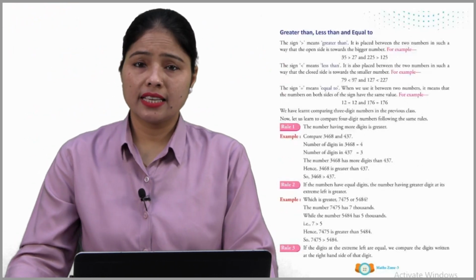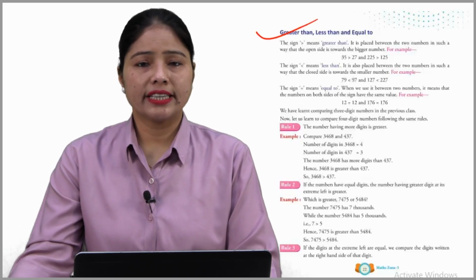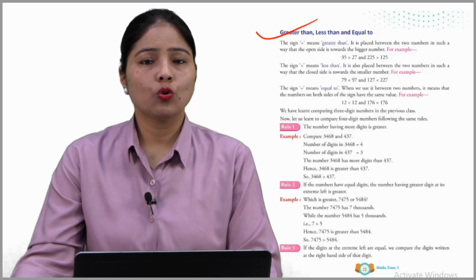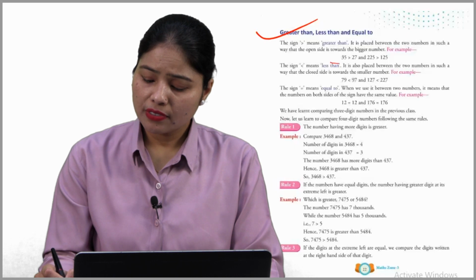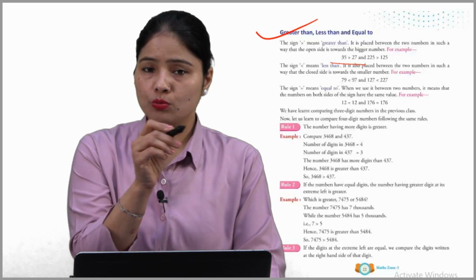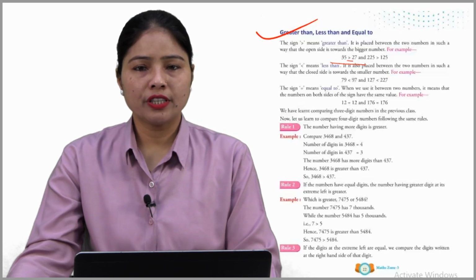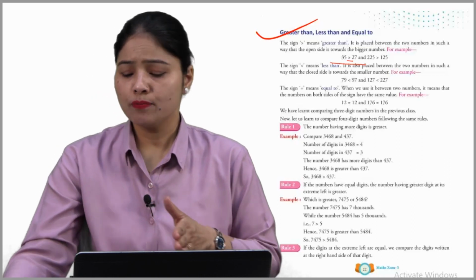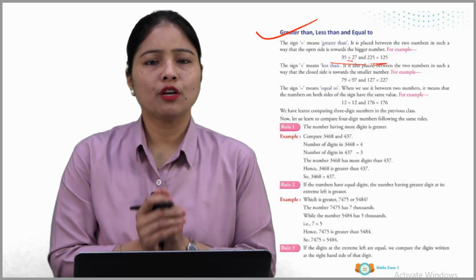Greater than, less than and equal to. Okay, so the sign greater than means greater than. It is placed between two numbers in such a way that the open side is towards the bigger number. For example, 35 and 27. We already know that 35 is bigger, so the arrow sign goes towards 35 like this. Okay, and 225 versus 125. We know that 225 is bigger, so put the arrow toward it like this. So this is the example of greater than.